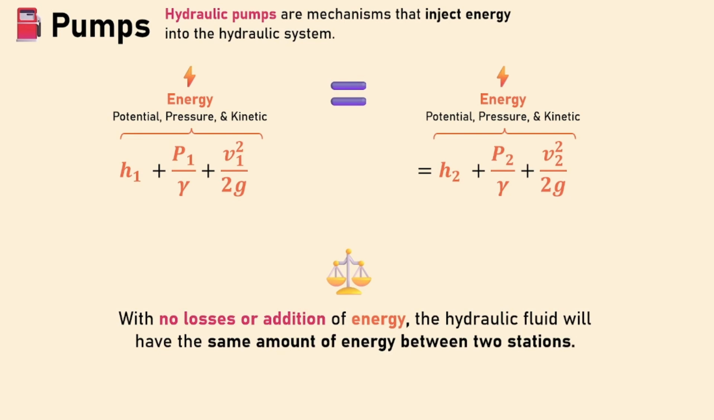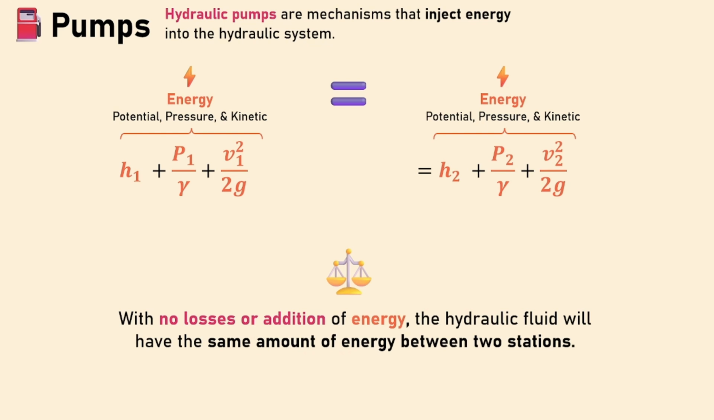Bernoulli's equation is essentially a balance of energy. At one point in your system, the fluid is at some sort of height, at some sort of pressure, and moving at some sort of speed. Then, in the other part of your system, you'll have it at a different height, a different pressure, or a different speed. Bernoulli's equation is all about balancing these two. Note that with no losses or additions of energy, the hydraulic fluid will always have the same amount of energy between the 2 points that we look at.